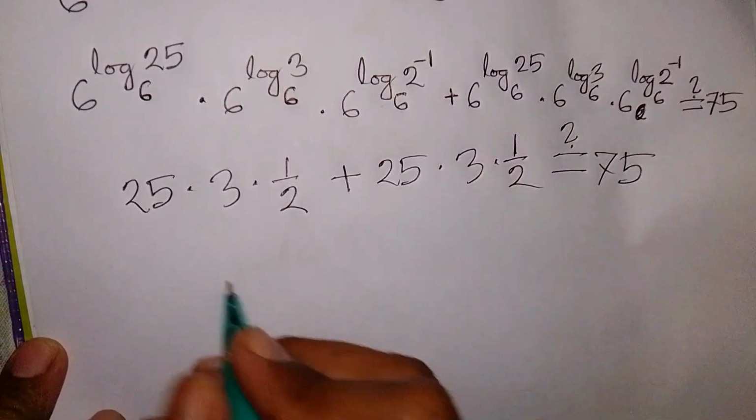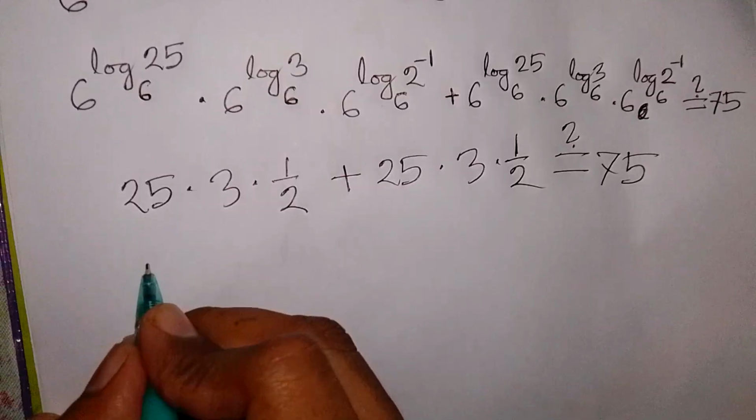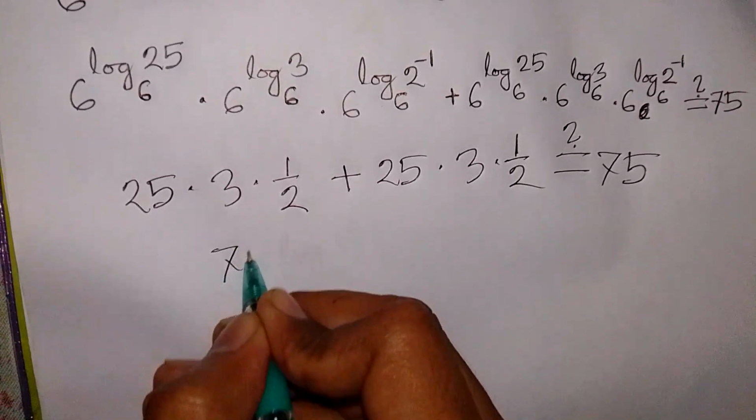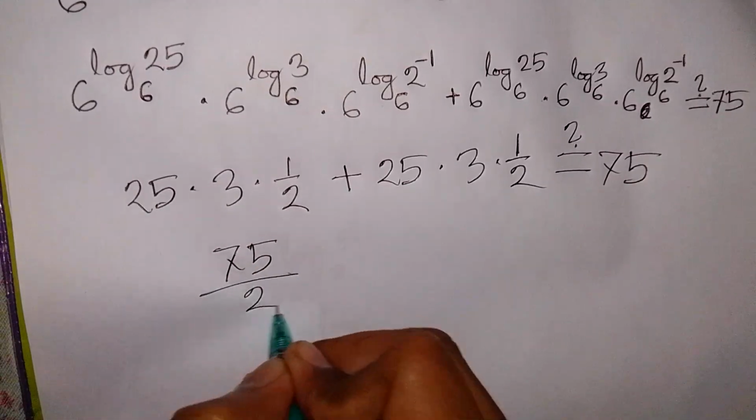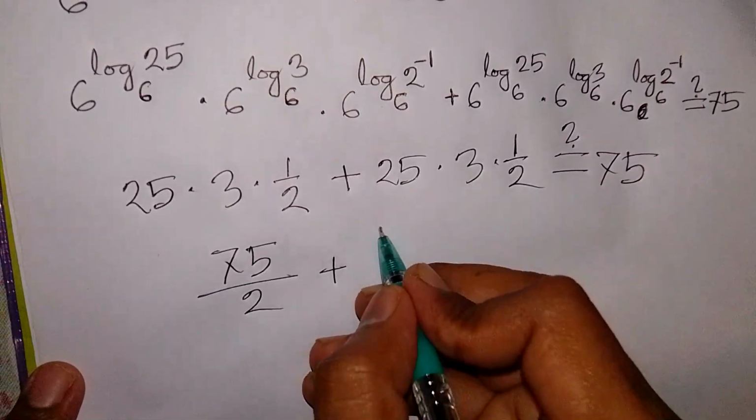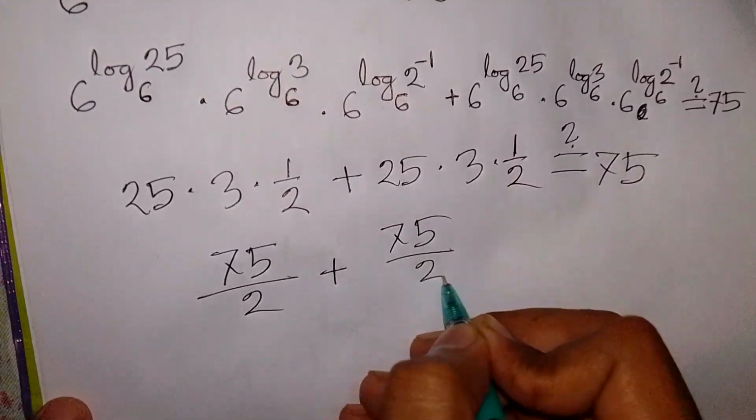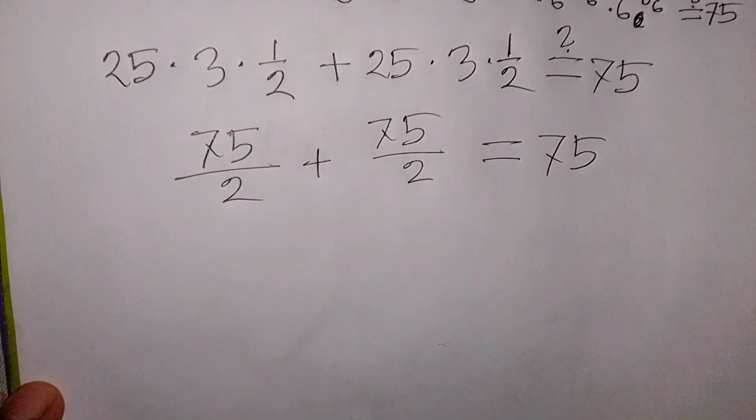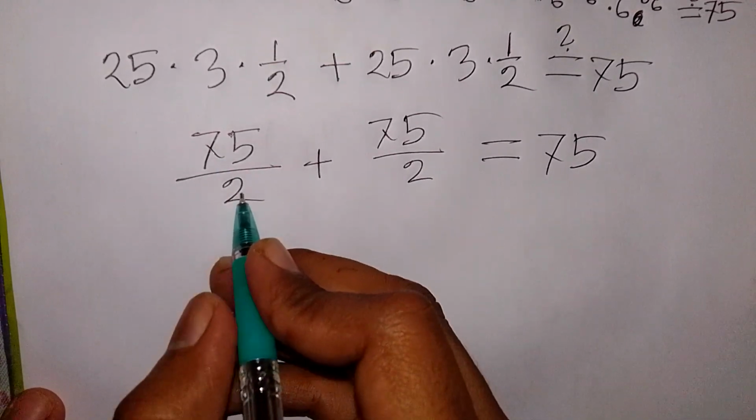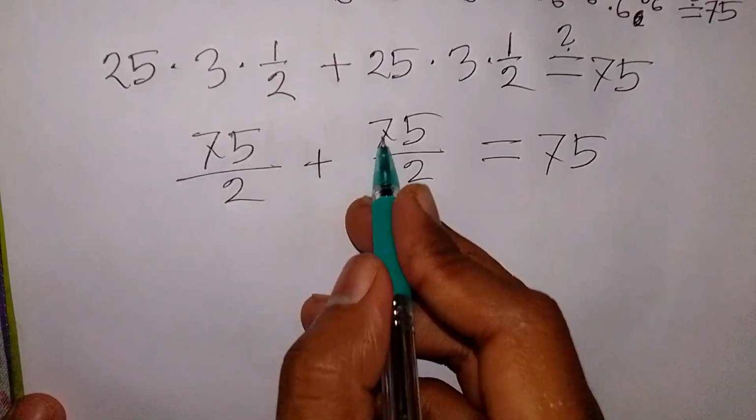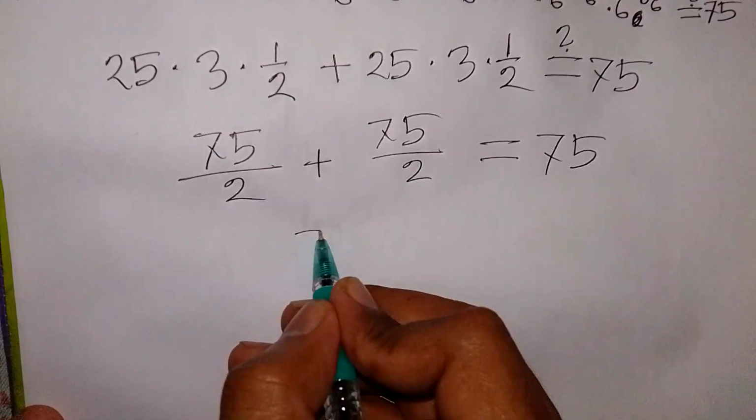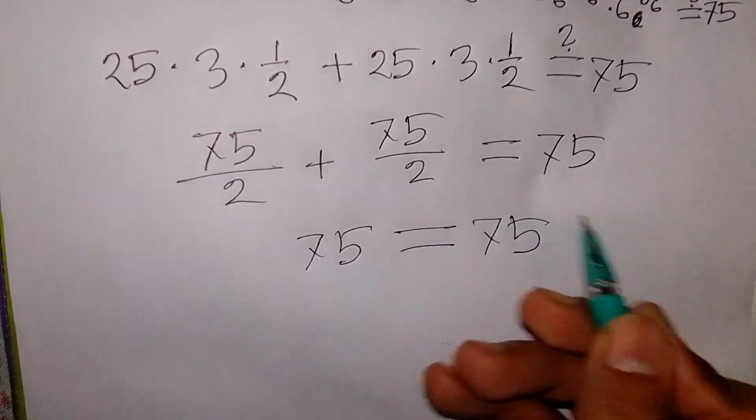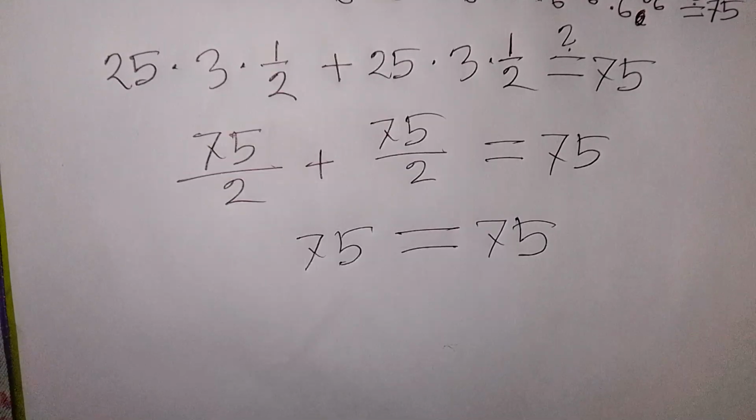Now here 25 multiplied by 3 is the same as 75 over 2, plus this times this is the same as 75 over 2, is equal to 75. Now this 75 divided by 2 plus 75 divided by 2. So this plus this is the same as 75. So of course 75 is equal to 75. So left side is equal to right side. The value of a has been verified.